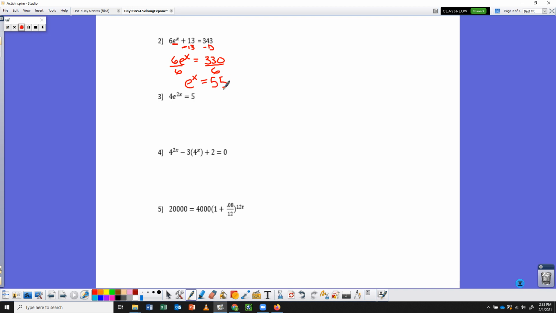And then what I'm going to do here is I'm going to take natural log on both sides of the equation. Now again, the reason why I chose natural log instead of common log for this problem is because the base on the left is e. When you drop the exponent down out in front, you're going to have x times the natural log of e. Well, remember, natural log is log base e, and log base e of e is 1. So essentially, natural log and e cancel each other out.